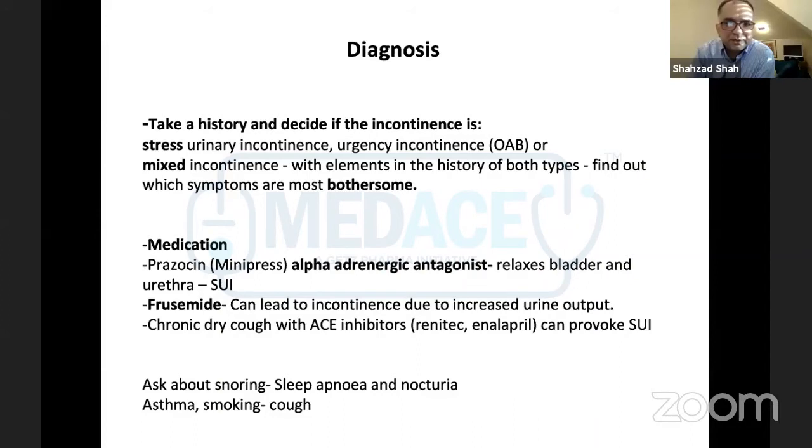Medication such as prazosin, which is an alpha adrenergic antagonist for high blood pressure, relaxes the bladder and can provoke stress incontinence. Furosemide, as we all know, leads to more urine production and can lead to incontinence, which the patient verbalizes as just leakage. ACE inhibitors can lead to dry cough, and that can also provoke stress incontinence. And unless you get rid of the offending cause, whatever you're doing down below will really not help the patient much.